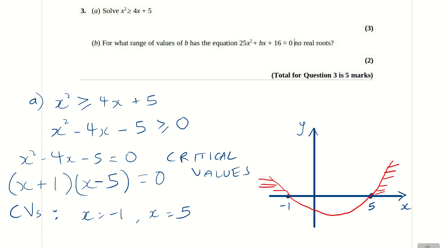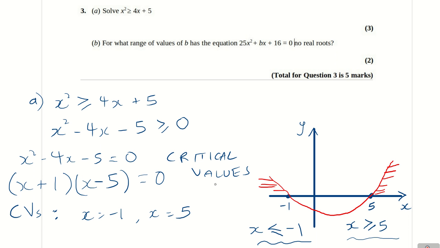So that tells us that our final answer is that x has got to be greater than or equal to 5, because we can have it equal to 0, and the other possibility is that x can be less than or equal to minus 1, and those are our answers for part A.